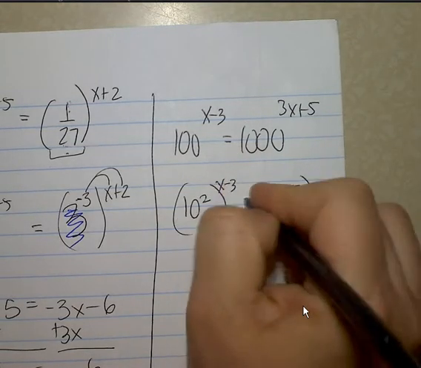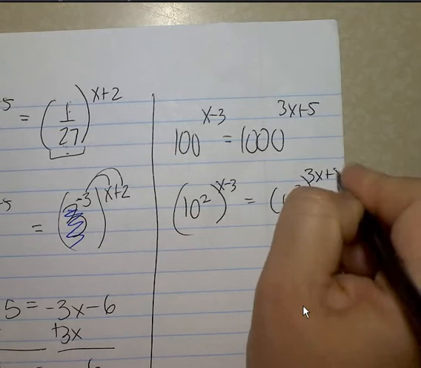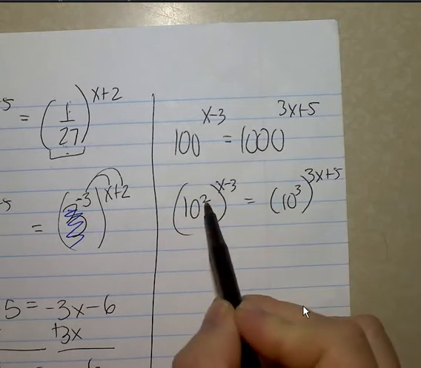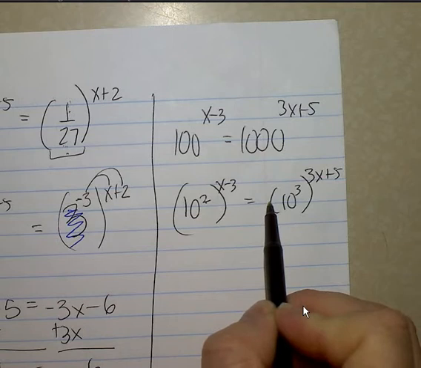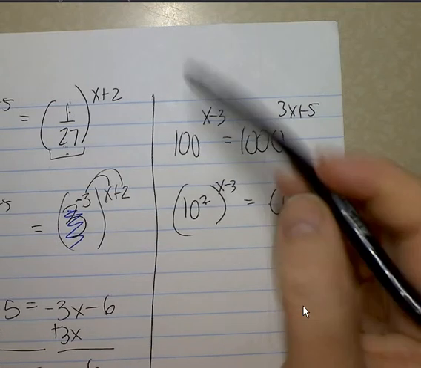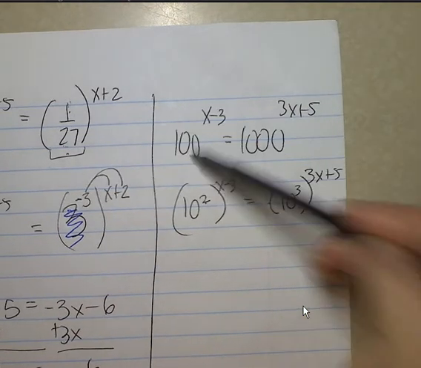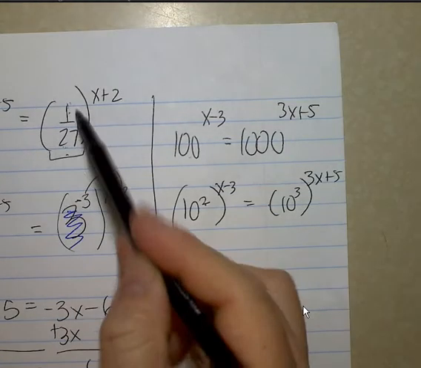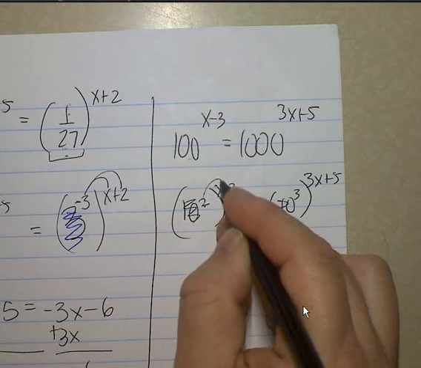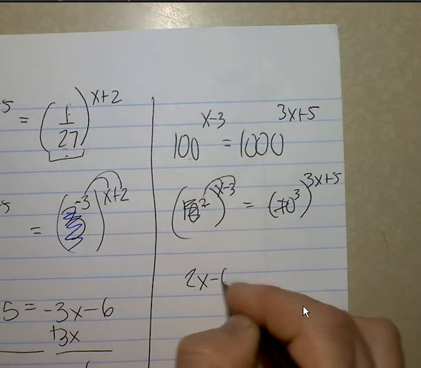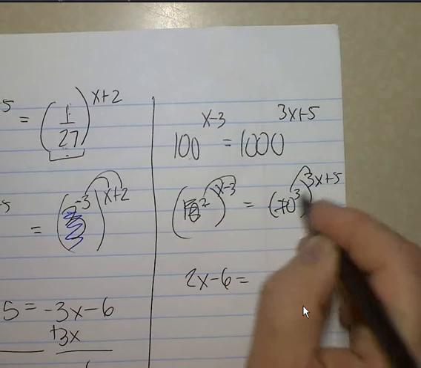Now in past classes, I was asked, why are these numbers, these exponents, not negative? The reason why is because this is not 1 over 100 or 1 over 1,000 like we saw with the 27. Okay, bases cancel, and now I'm going to distribute the 2. 2x minus 6 and 9x plus 15.